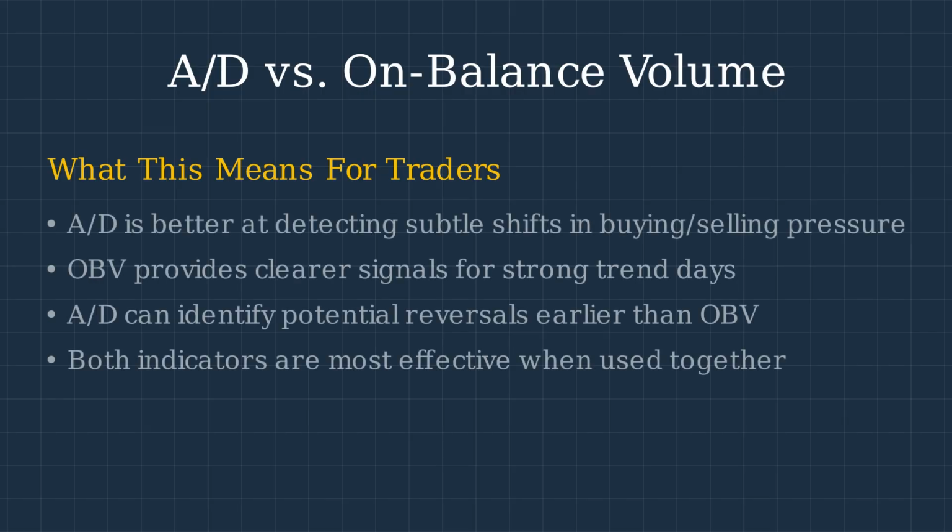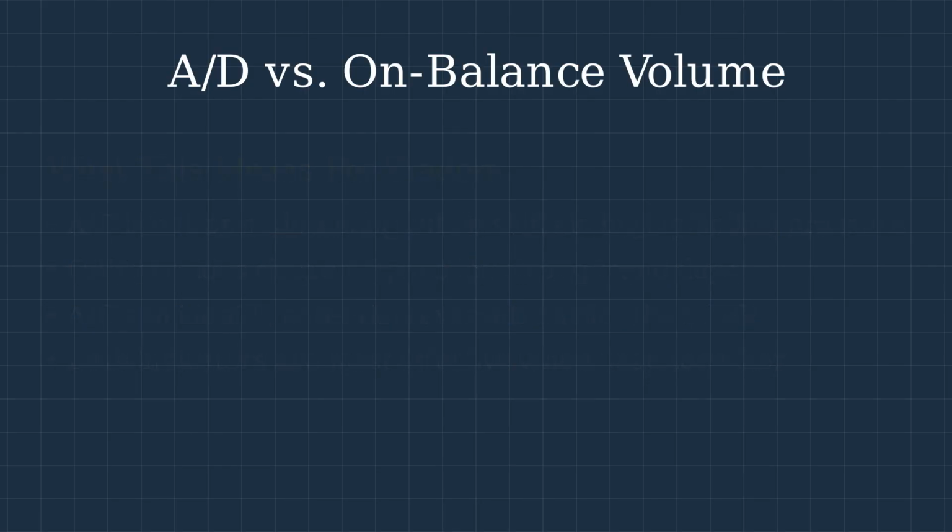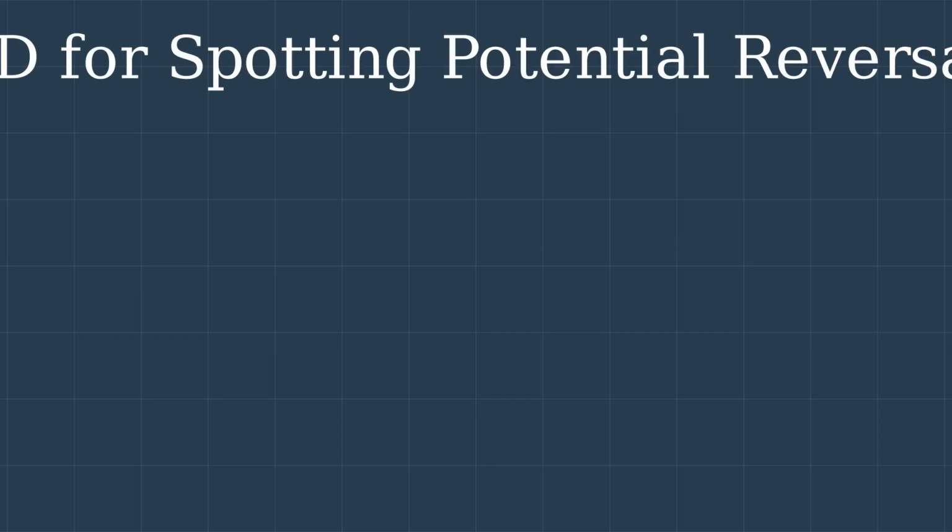The AD indicator can identify potential reversals earlier by capturing nuances in price action that OBV might miss. However, OBV's simplicity makes it excellent for confirming strong trend days, while AD excels at detecting subtle changes in buying and selling pressure. The accumulation distribution line is a powerful tool for identifying potential market reversals before they're confirmed by price action.